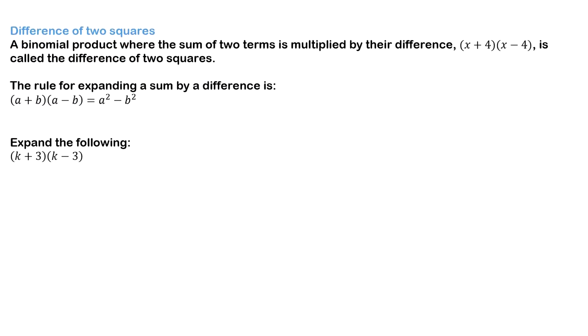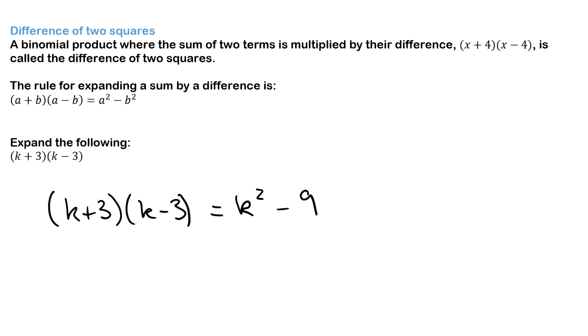Now, another special binomial product is the difference of two squares. So this occurs where the sum of the two terms is multiplied by the difference. So there is a rule for this, and as you can see, you have a plus b, a minus b, and your answer to this is just a squared minus b squared. So if I write down our example, you square the first term, so k squared, you add a minus, and you square the second term, so 3 squared is 9, and that's all there is to it. Again, you can do the FOIL method or the area method if you can't remember the formula or the rule. That also works.